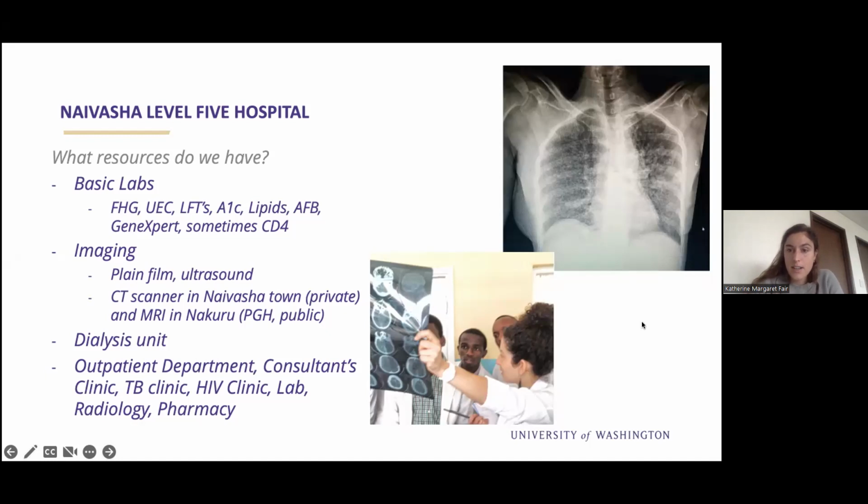This is an old picture of a resident and some interns reading a head CT scan, which comes out on a film like that. And you often have to read it yourself. I think this patient has miliary TB on X-ray.